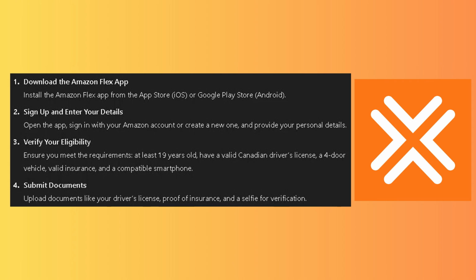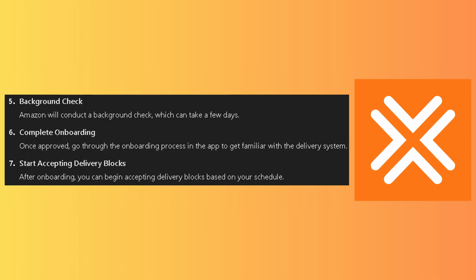Submit documents. Upload documents like your driver's license, proof of insurance, and a selfie for verification. Background check. Amazon will conduct a background check, which can take up to a few days. Complete onboarding. Once approved, you'll go through the onboarding process.